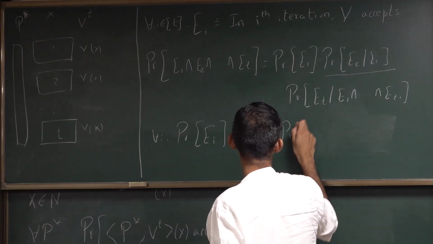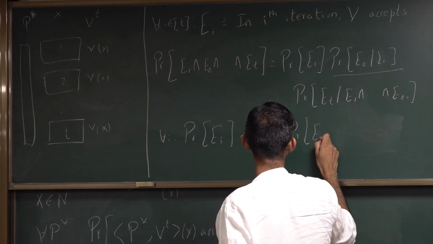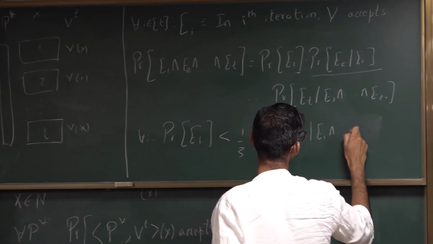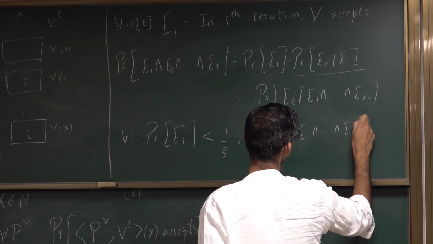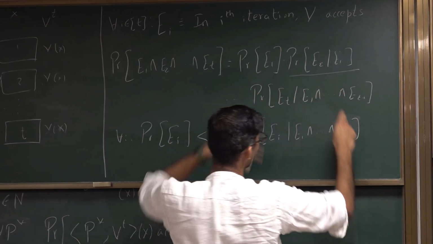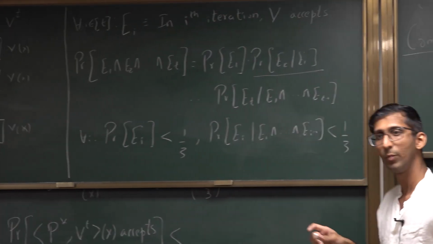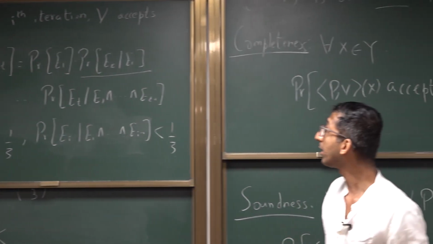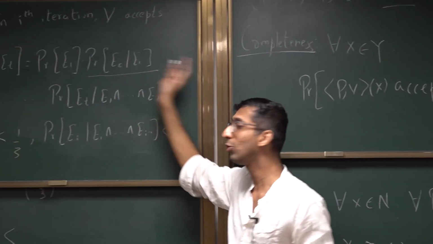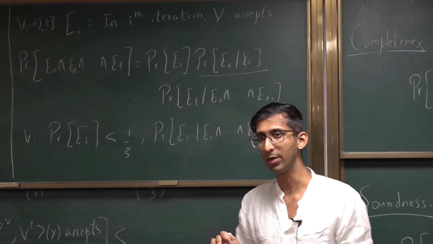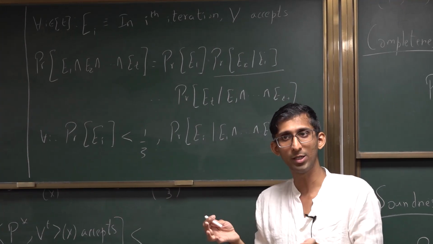I want to argue that for any i, the probability that E_i happens, given that all the previous things have happened, is like each term in this product. I want to argue that each term in this product has to be less than 1/3, because suppose it is not. Let's start with the beginning actually. If the probability that E_1 happens is more than 1/3, that's a contradiction to soundness, right?